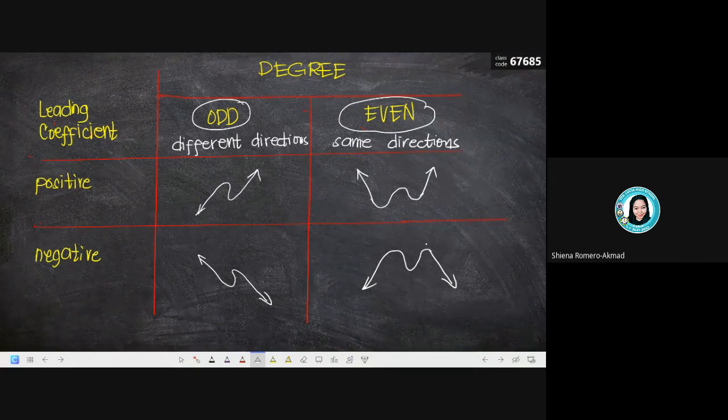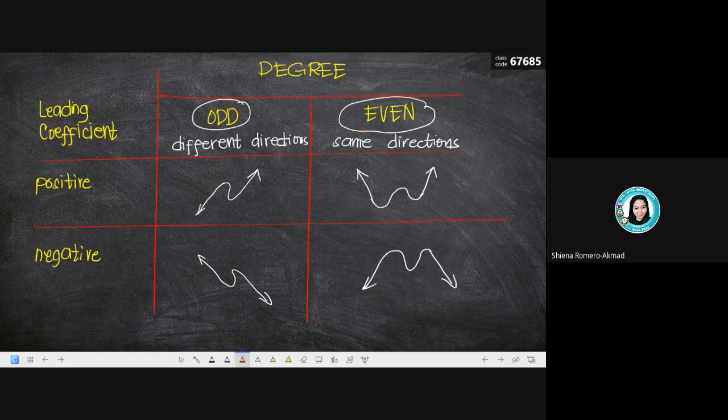Inaalam natin kung ano yung direction ng tail ng graph ng polynomial function. Okay? So, yun lang yung kailangan yung tignan. LC and degree lang. Then, tandaan nyo lang kung same direction or different direction. Is it going to the left, rising to the left, or falling to the right, and so on and so forth.